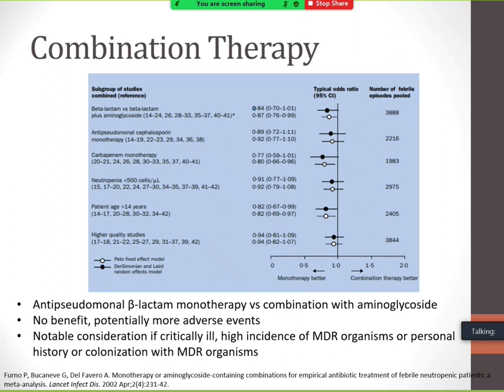So with the idea of starting big and then going down, what's the average duration of time that you would, in theory, utilize a carbapenem before saying I'm going to narrow my therapy?